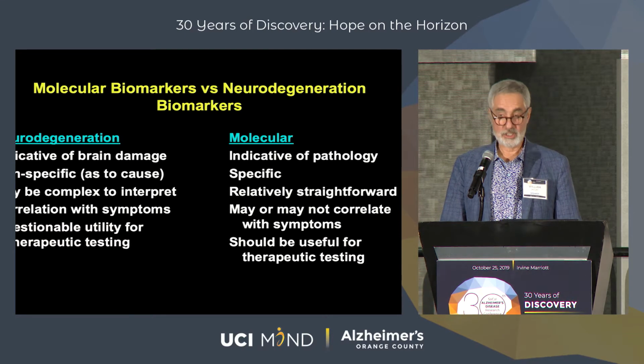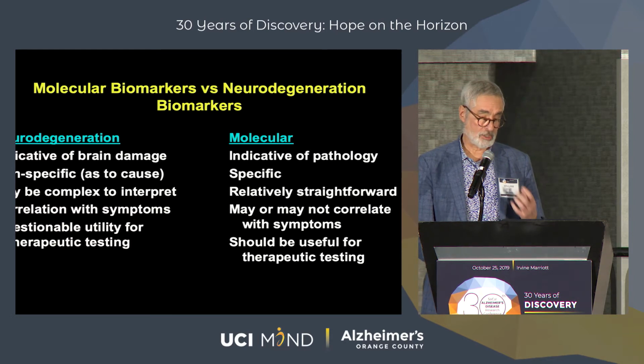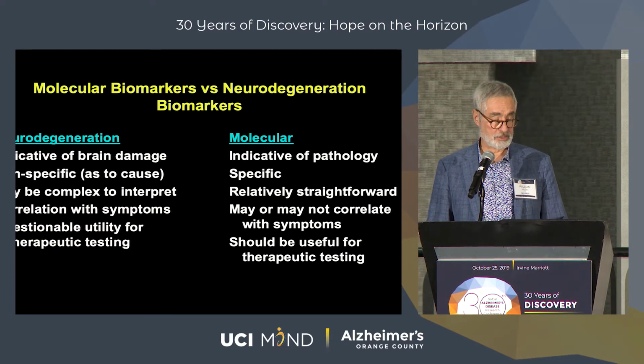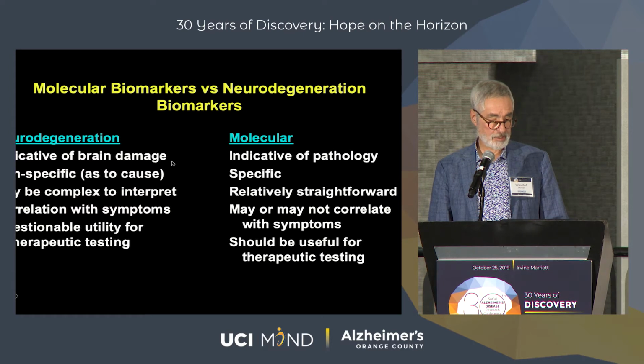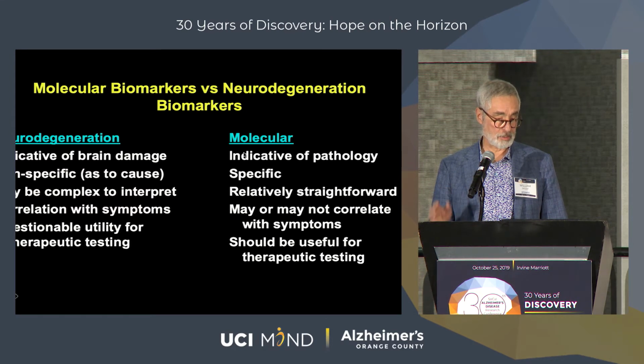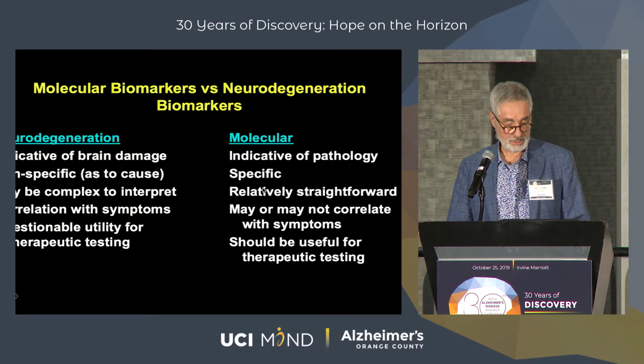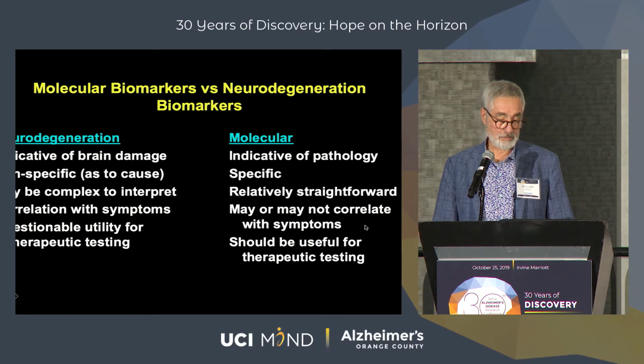The neurodegeneration, though, since it tells us where the brain is damaged, tends to correlate very well with symptoms, where the molecular biomarkers don't necessarily do that. And although these are used in drug development, I think there's a lot of argument about how useful they are. So the molecular therapies are quite different. As I said, they're not tracking damage, they're tracking the specific pathology. They're not non-specific, they're specific. They're telling us about these protein aggregates. Interpretation is not trivial, but I think it's more straightforward. It may or may not correlate with symptoms, and not only should they be useful for therapeutic testing, but I think they are, although I guess the jury's still out.